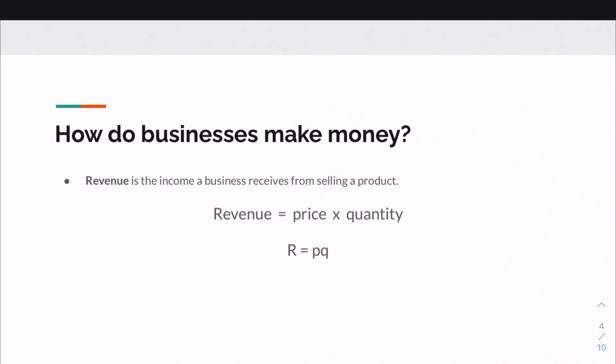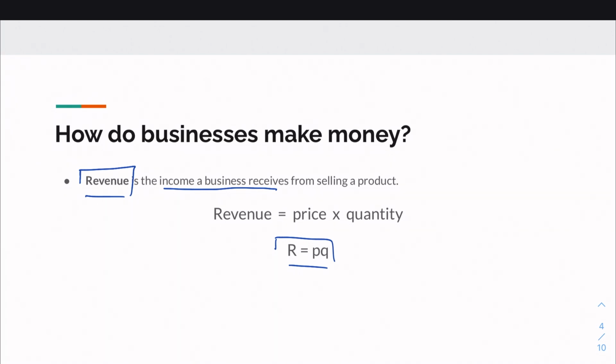But for now, let's talk about moving from the cost of a business making an item to the cost of you purchasing the item, and that's with something called revenue. Revenue is simply the income a business receives from selling a product. It's represented as price times quantity, as you can see here. So I've got this handy little formula, P times Q. This is actually a very intuitive concept, and it's hiding behind some larger words.